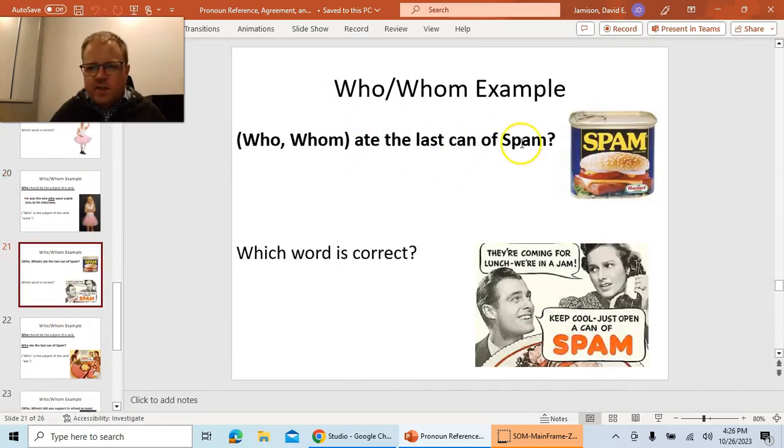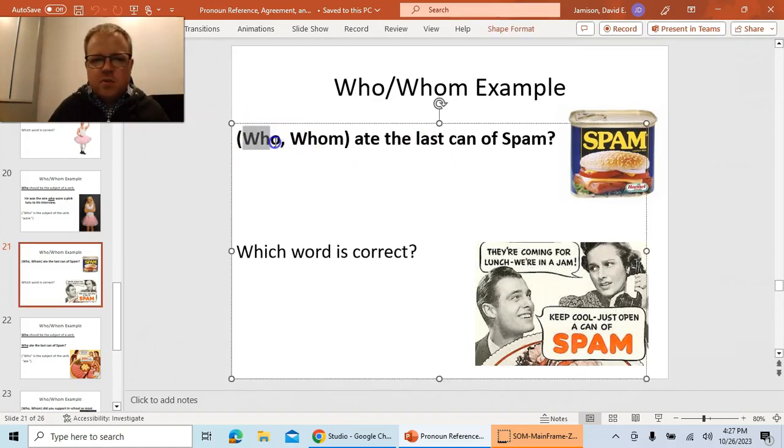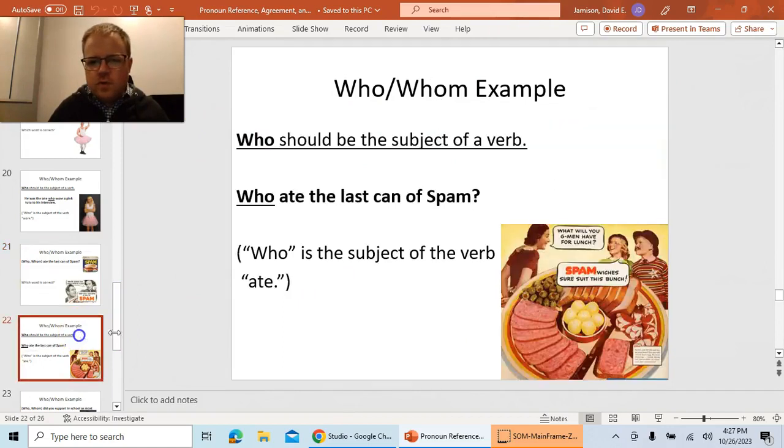Who or whom ate the last can of Spam? Again, whoever ate that can of Spam is the one doing the action in this sentence. If they were the can of Spam instead, if that's the person that we were trying to use a pronoun for here, then we would go with whom. But because we're asking who ate it, they are the subject of the sentence, and so we're going to go with who. Clear as mud.